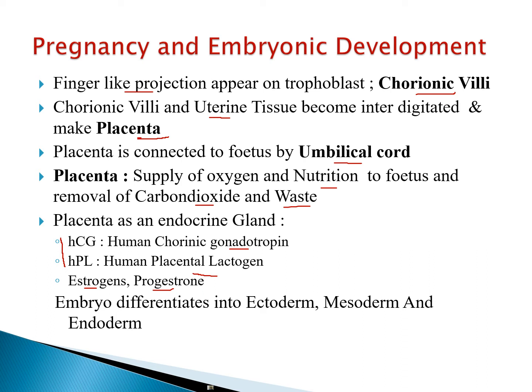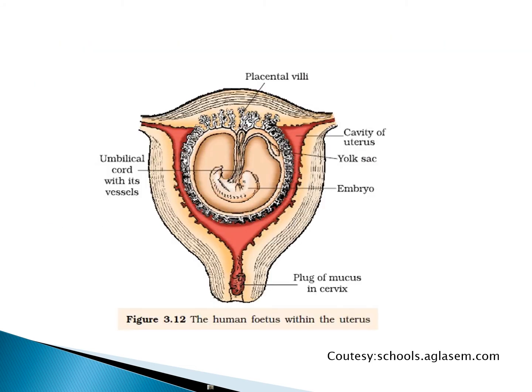The inner cell mass of the blastocyst differentiates into the ectoderm, mesoderm and endoderm, which make the organs of the body. So here we can see the placenta, and we can see clearly the interdigitation of chorionic villi with the uterine wall. And this is the umbilical cord. This is the connecting link between the fetus and the placenta. And here you can see the cavity of the uterus along with the embryo.